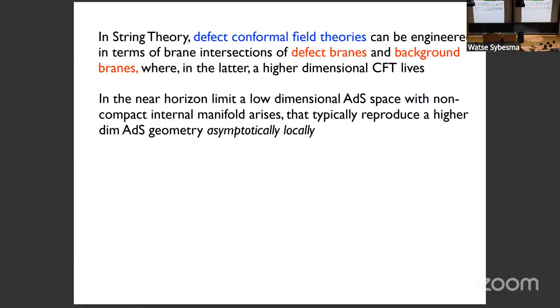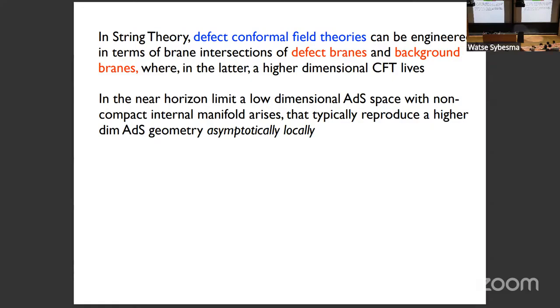So when one takes the near horizon limit of this brane intersection, including defect and background branes, what one finds is a low-dimensional AdS space. Low, I mean, compared to the dimensionality of the AdS space that you would get in the near horizon limit with just the background branes. You get a low-dimensional one, which contains a non-compact internal direction. This is the presence of the defect branes, for reasons I'm going to mention now.